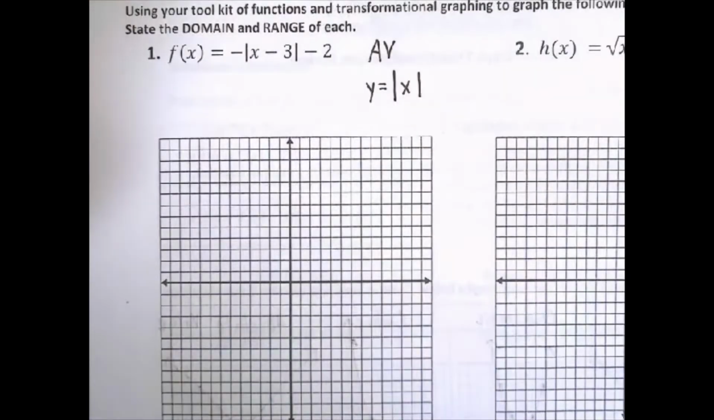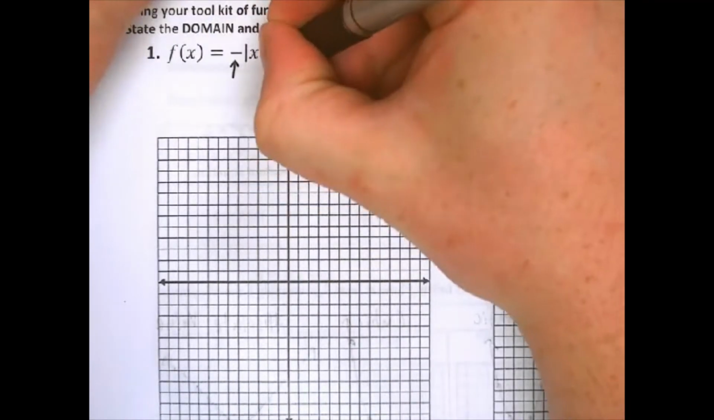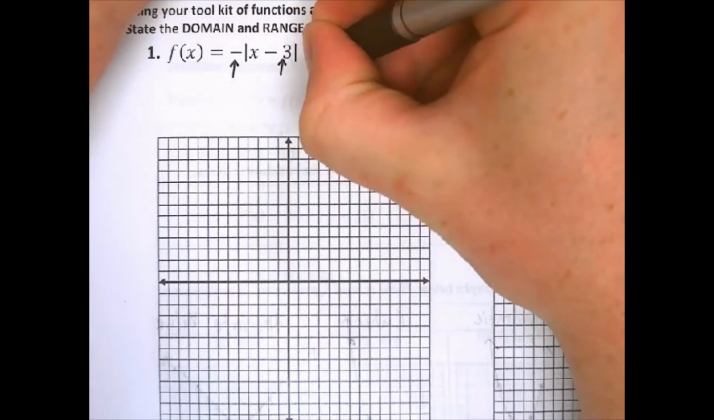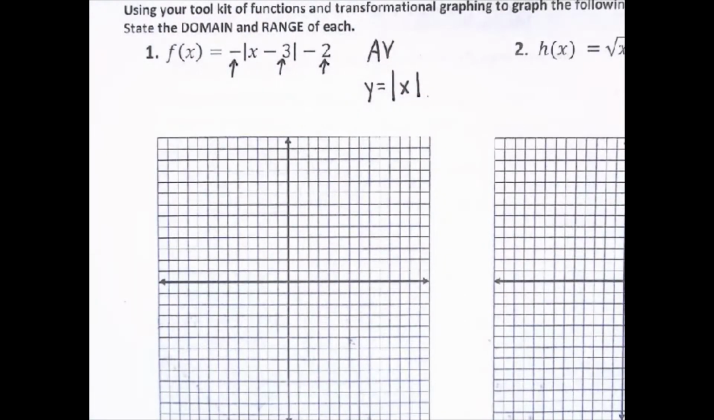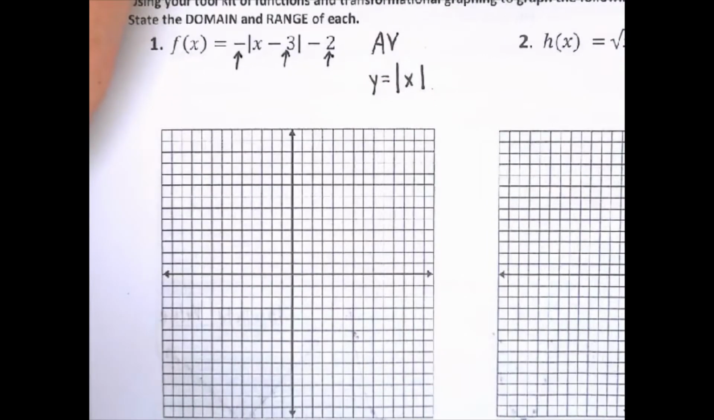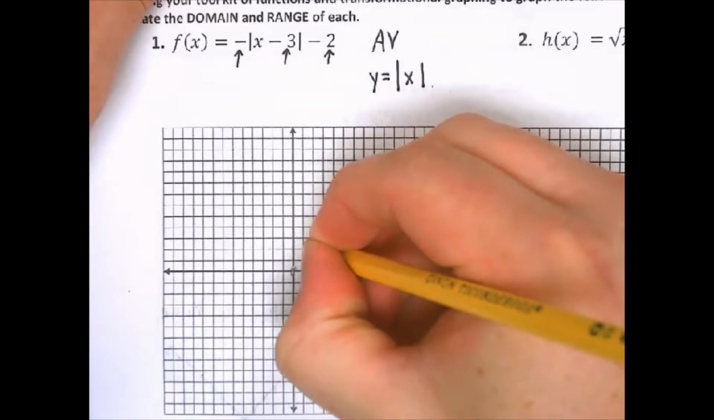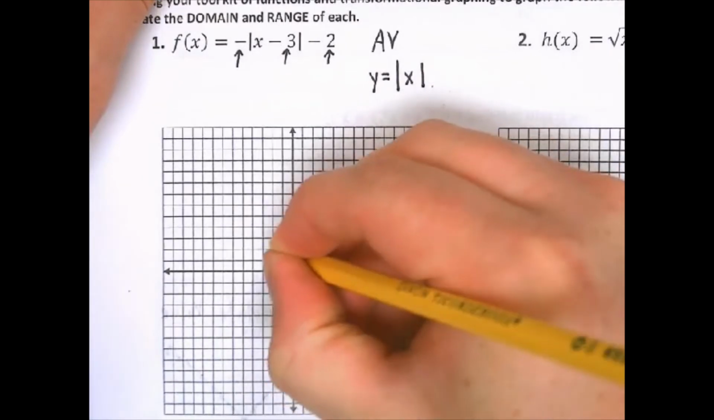So my goal is to figure out what happened here. So I have 3 transformations, 1, 2, and 3. Okay, so what I'm going to do right now is I'm going to graph the parent function, and then we're going to move it in that direction. So I'm not going to plot all the points. We know the shape of the absolute value function.